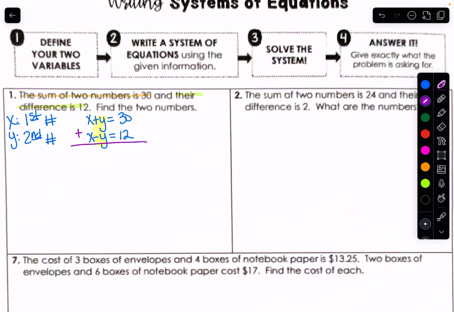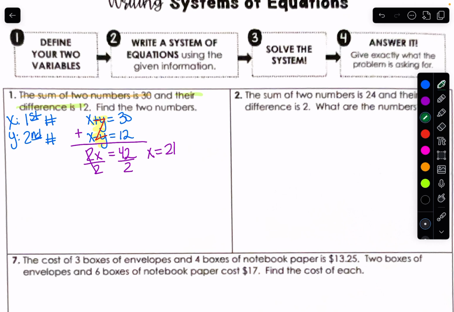So x plus x gives me 2x, y plus negative y makes a 0 pair, it zeroes out. And then I have 30 plus 12, which gives me 42. Now to solve for x, I would just simply divide both sides of my equation by 2, and I see that x is 21, all right? So that means that my first number is 21.